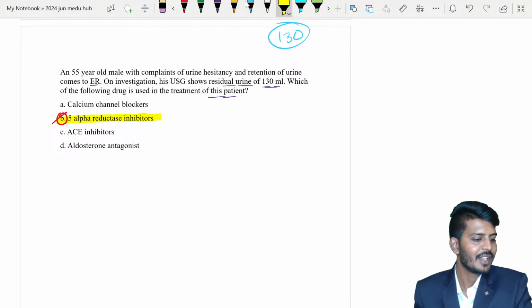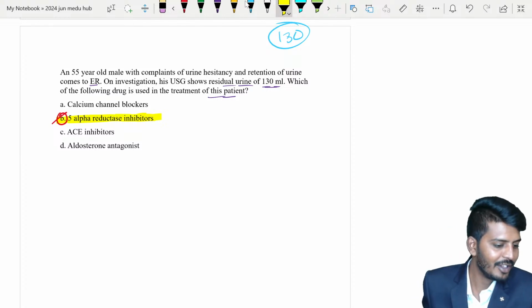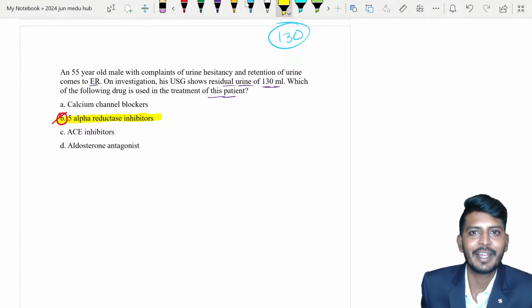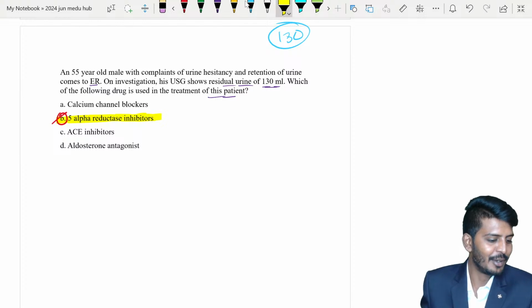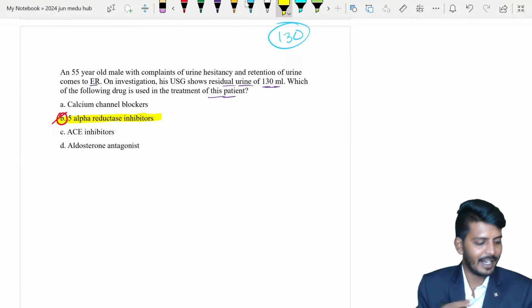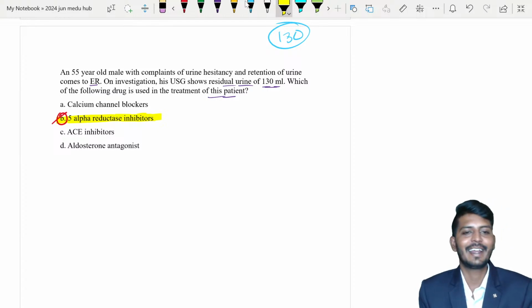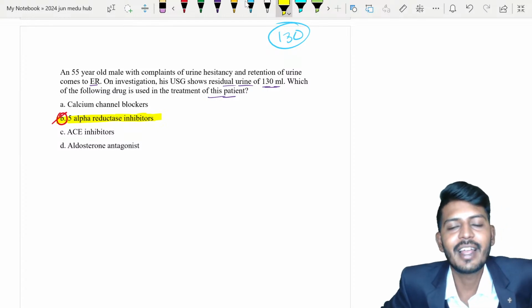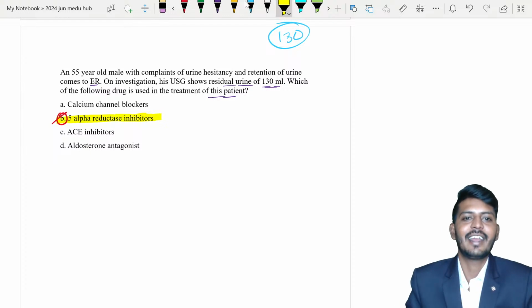Chalo, very good. 4, 2. Batao aur batao kitna banenge? 2 batane wale, 4 banenge, 2. So chalo, the answer is 5-alpha reductase inhibitor. It is not a calcium channel blocker. Theek hai, wo tum hi jante ho bhai kitna banega, hamein kya pata hai. Theek hai, I don't know.